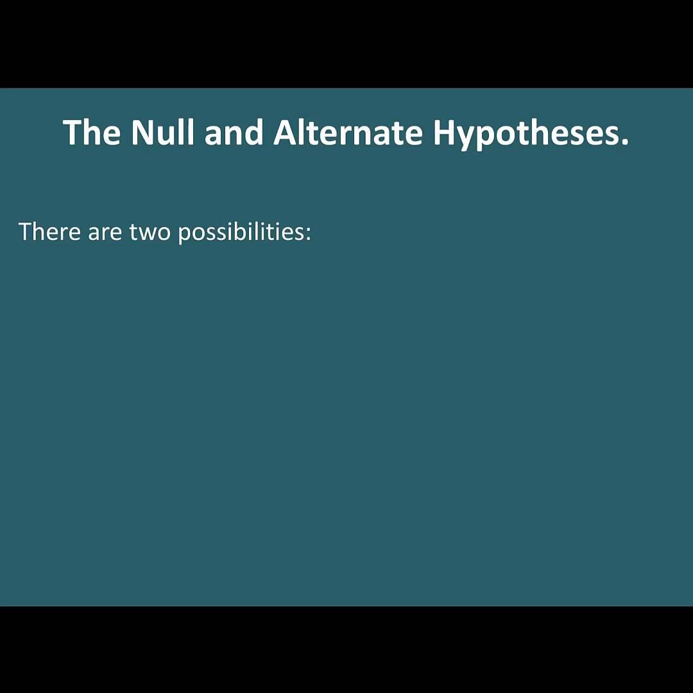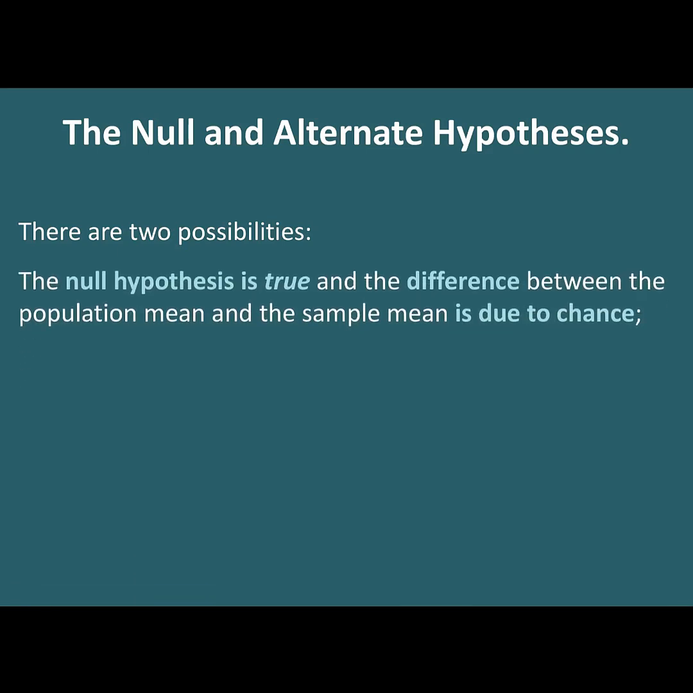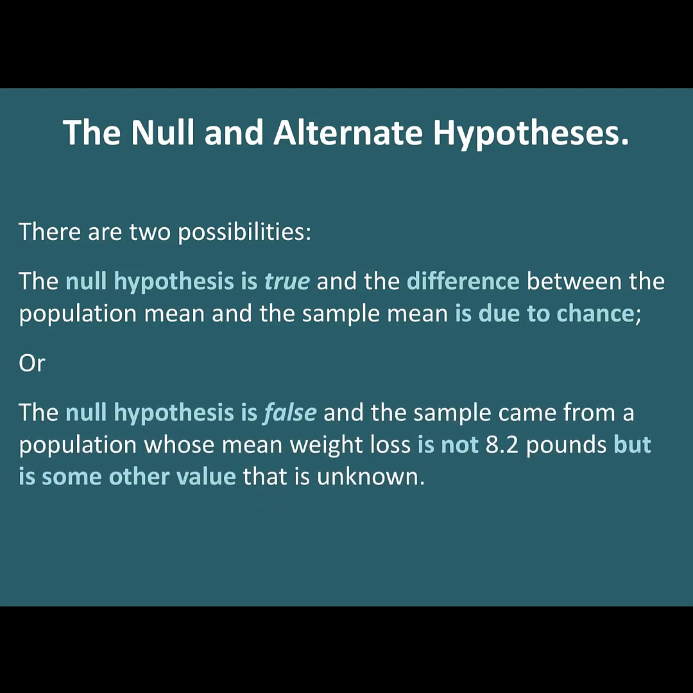So there are two possibilities of this outcome. Keep in mind, this is also applicable to other examples. That is to say, the null hypothesis is true if the difference between the population mean and the sample mean is due to chance. Or the null hypothesis is false and the sample came from a population whose mean weight loss is not 8.2 pounds, but is some other value that is unknown, especially if it's significantly different from the population mean.